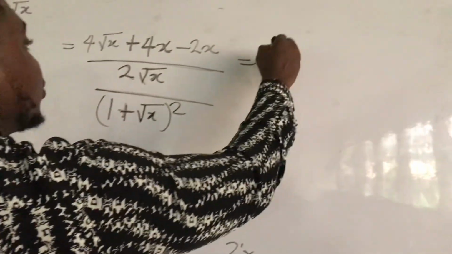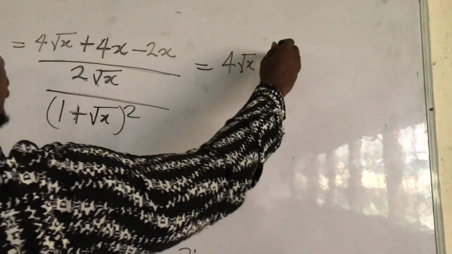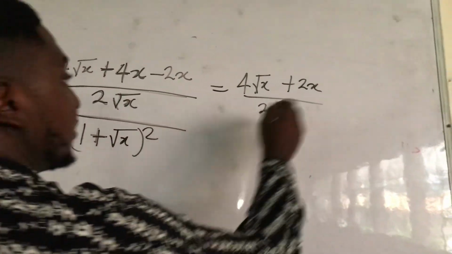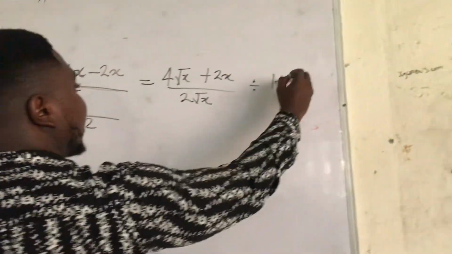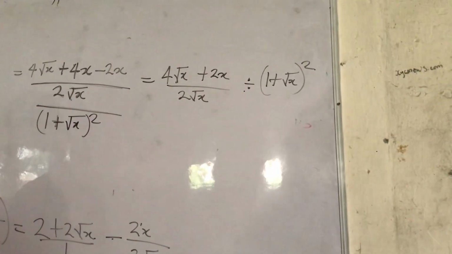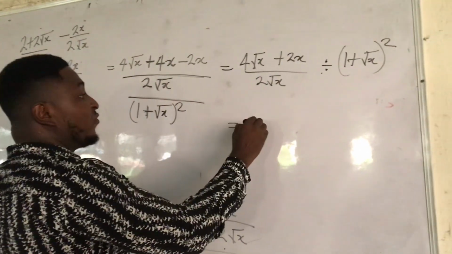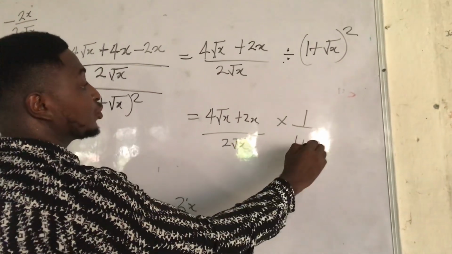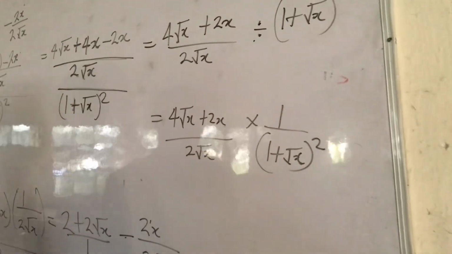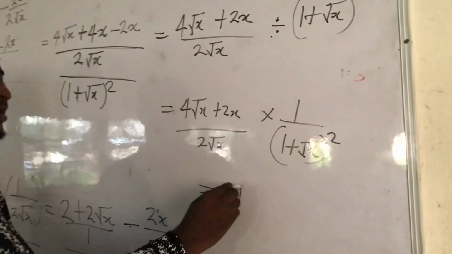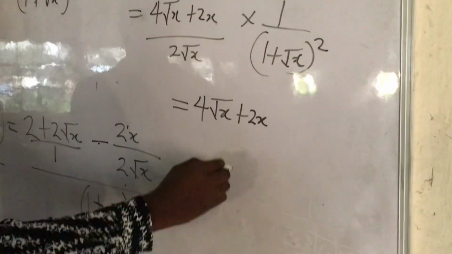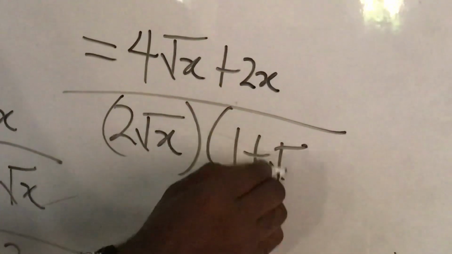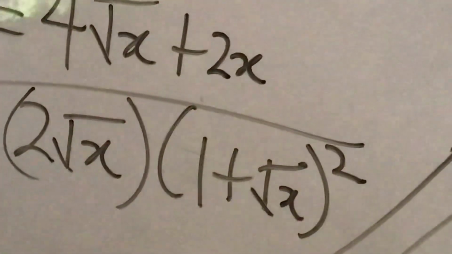So we're going to say 4 root x, 4x minus 2x is plus 2x all over 2 root x. This over means divided by, right? Divided by 1 plus root x. When the division changes to multiplication, it will be inverse. It will be 4 root x plus 2x all over 2 root x times 1 all over 1 plus root x, or so the final answer will now be 4 root x. Please make sure you zoom in the final answer very well. Plus 2x all over 2 root x into bracket 1 plus root x, our final answer.